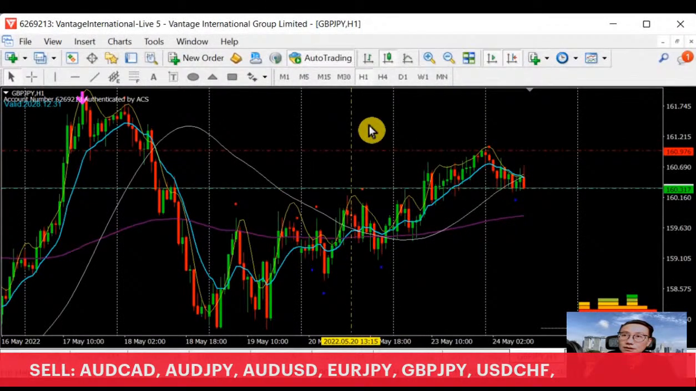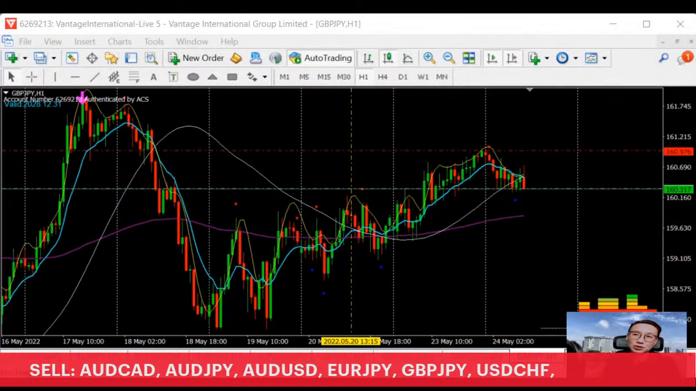Okay, pound yen. Well, looking good. So, how about now? Let's share some readings about the breaking of the support.